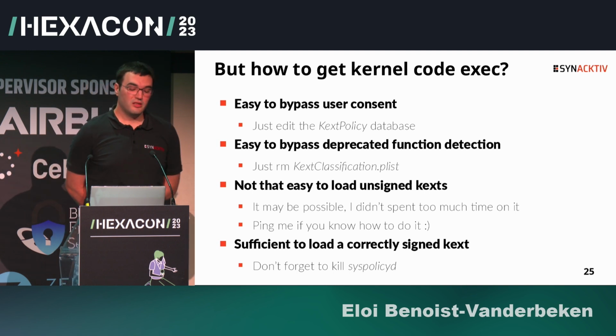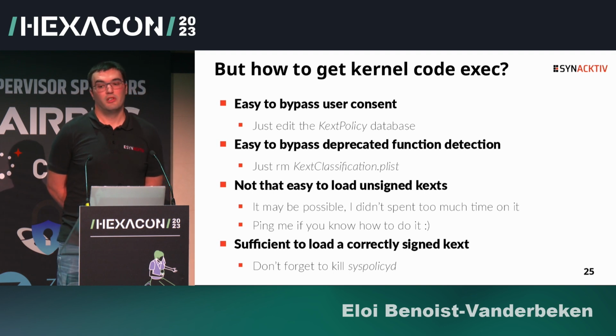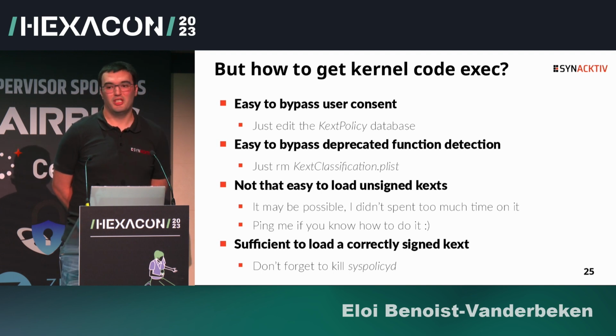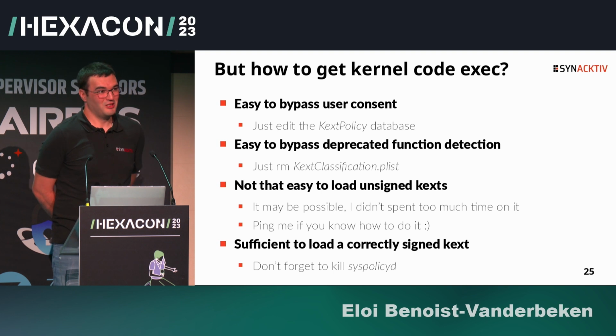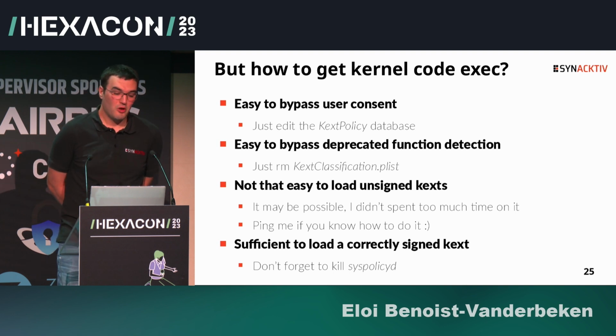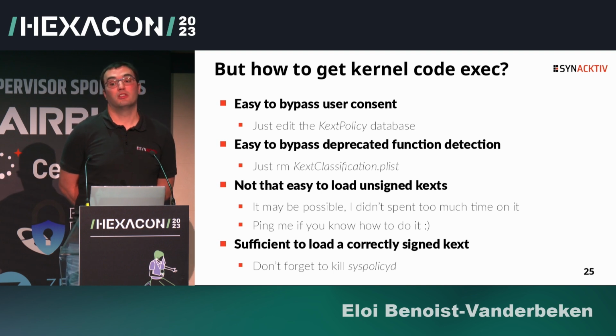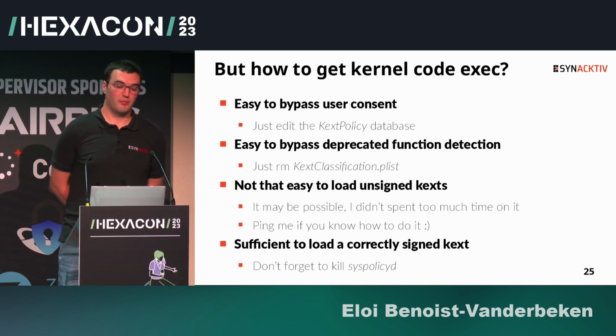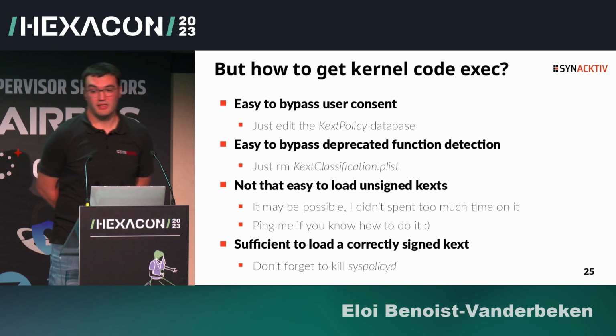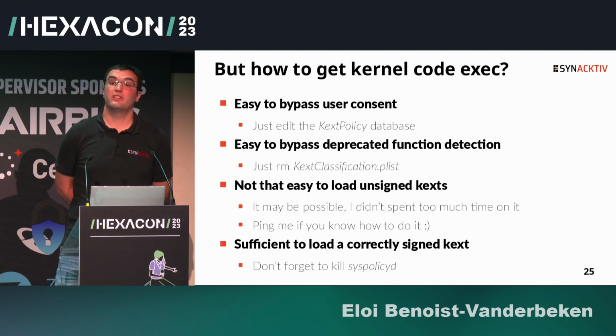But it's actually not that easy to load unsigned kernel extensions. It may be possible. I didn't spend too much time on it, but I bricked a few VMs by trying to do it, and I was bored at the end. So if you know how to do it, just let me know. I'll be happy again to know how to do it. But it's still sufficient to load a correctly signed kernel extension and bypass everything that should be protected by SIP. Just don't forget to kill syspolicyd, so it reloads the file that you modified. Okay.